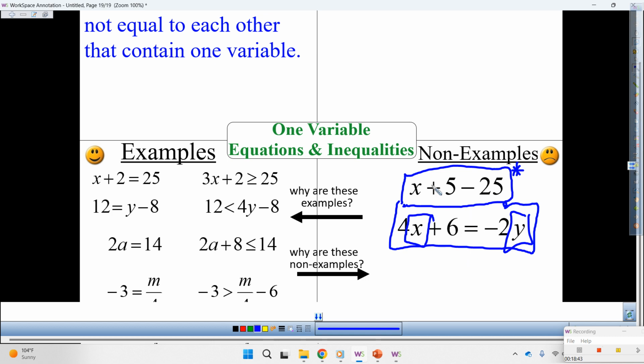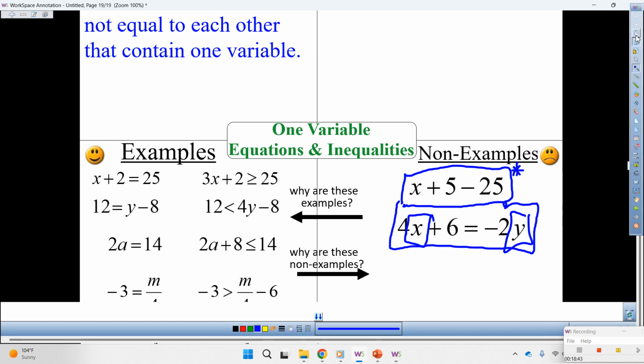Close. The expression is this one that doesn't have an equal sign. Close. These are one variable equations and inequalities. What would we call this one? Two variable equations. Let's go. That is correct.